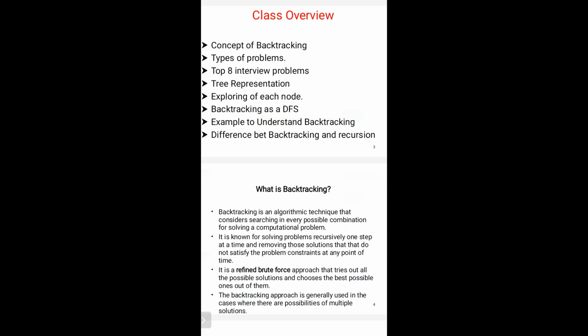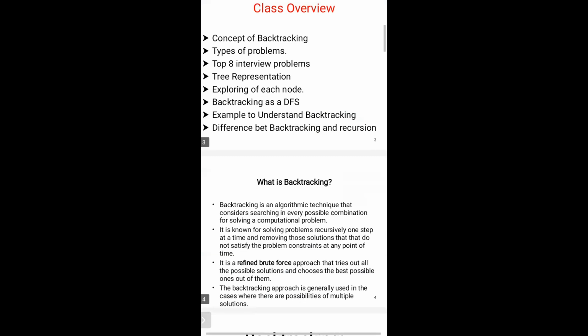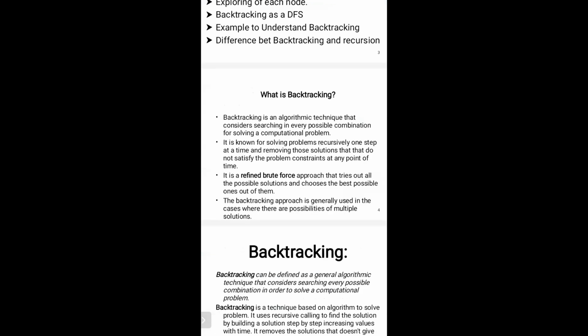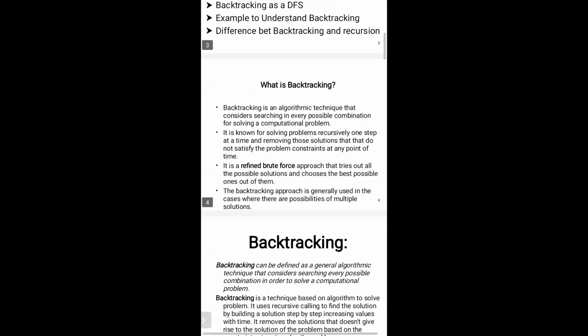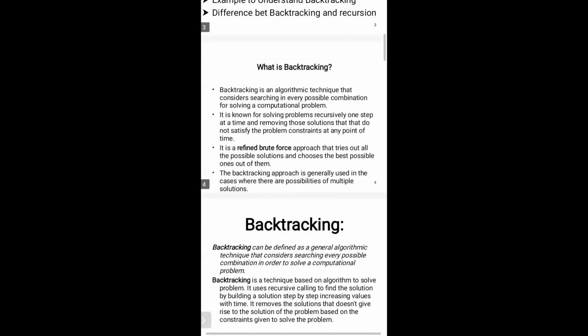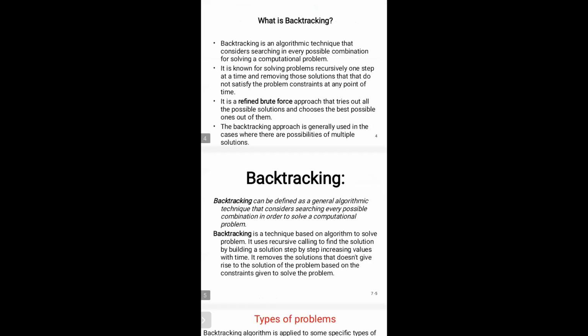Okay, difference between backtracking and recursion. Now, what is a backtracking? Backtracking is an algorithmic technique that considers searching in every possible combination for solving a computational problem. Suppose when you want to solve a problem, the searching for every possible combination is done in the backtracking algorithm.